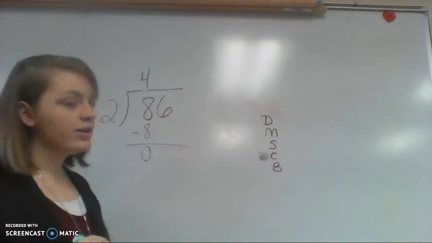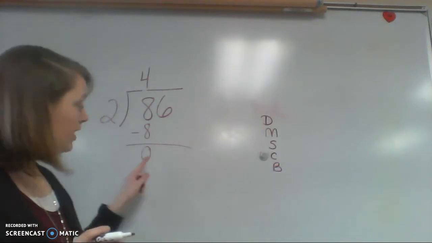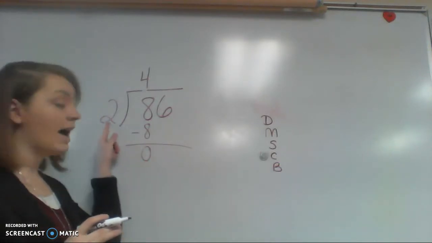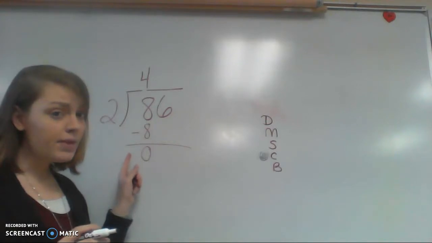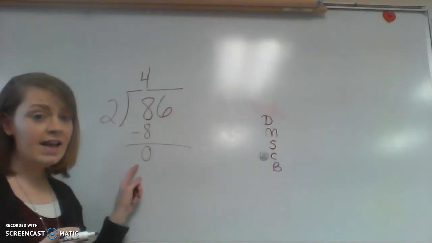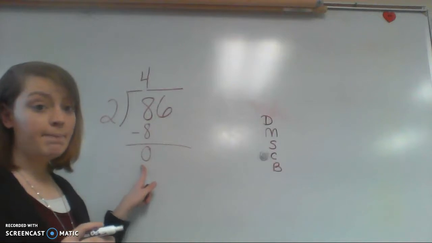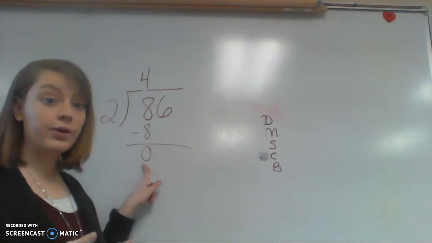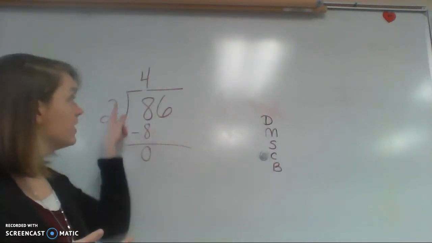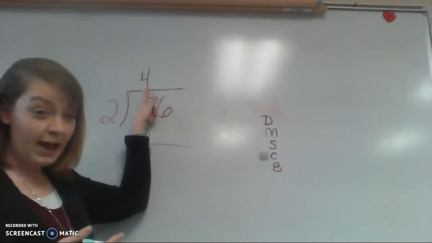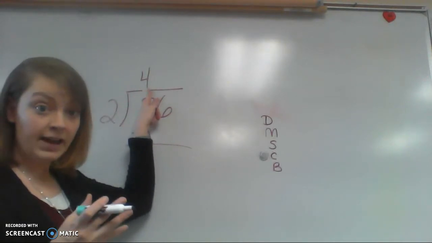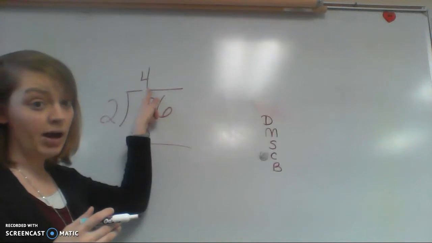Now, our new step here is to check. Make sure that this number right here is not bigger than this number. If this is bigger, let's say that this is a 2 or a 3. If it's the same as or bigger than this, you probably didn't multiply by enough or divide by enough. You probably need to take this number up 1.